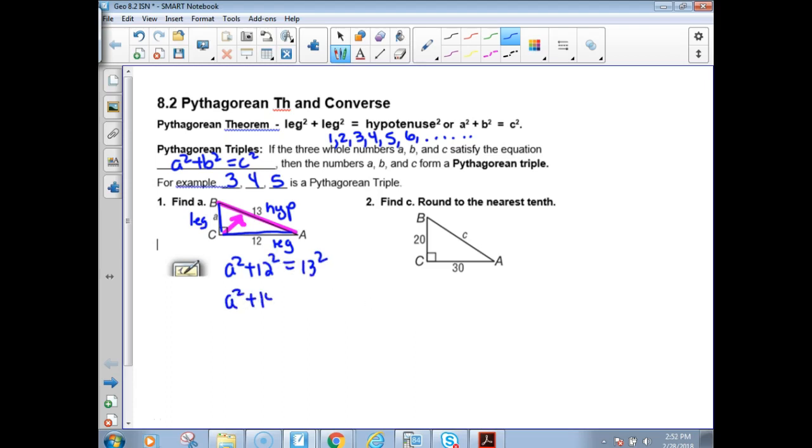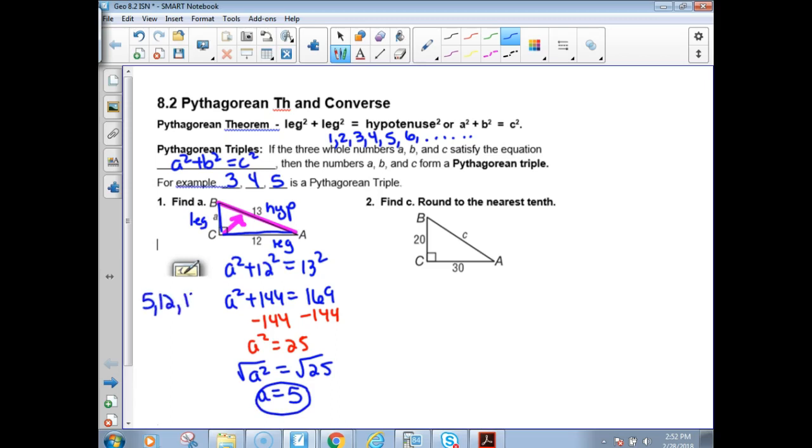12 squared is 144. 13 squared is 169. Next, to solve for a squared, you're going to subtract 144. You get a squared is 25. Next, we take the square root of both sides, and the square root of a squared equals the square root of 25. The square root of a squared is a, and the square root of 25 is 5. So we just found out that 5, 12, and 13 are a Pythagorean triple.